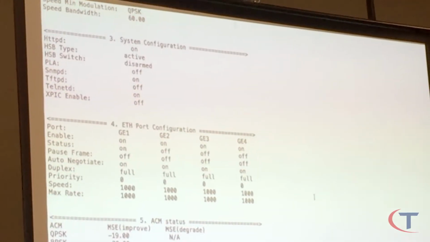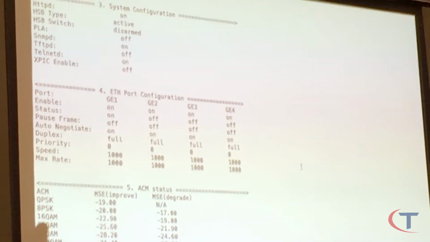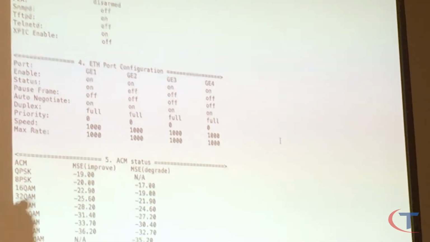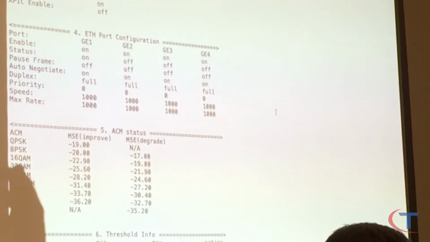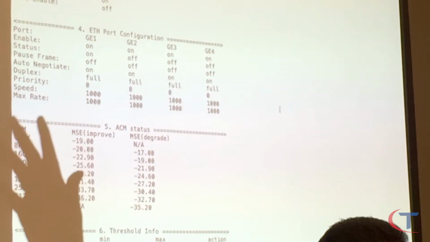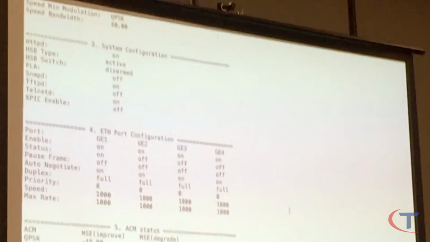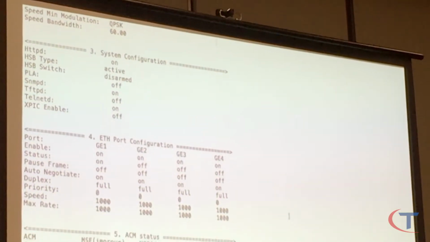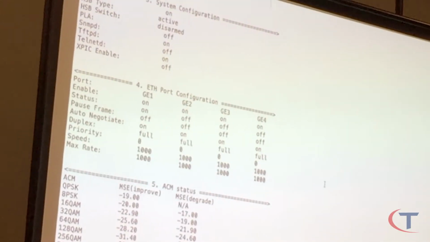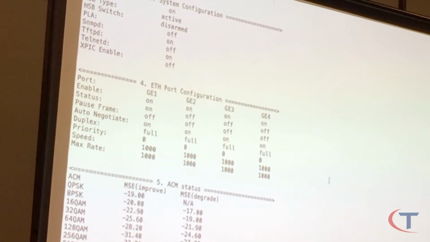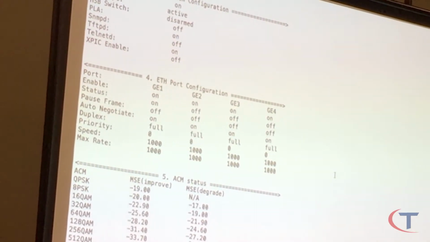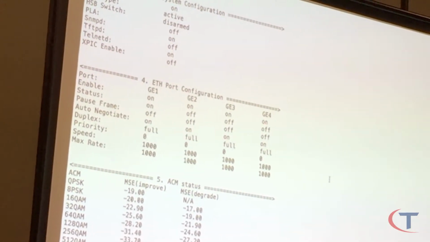System configuration. HTTPD is on right now. Hot standby is active. Hot standby switches is on. PLA is off. XBIG is off. Those two things should not be enabled unless you're actually using them. They're different binaries. So if you enable PLA on one side and not on the other, the radio is not going to link. Same thing with XBIG. It has to match. This is going now to a lower level, okay?